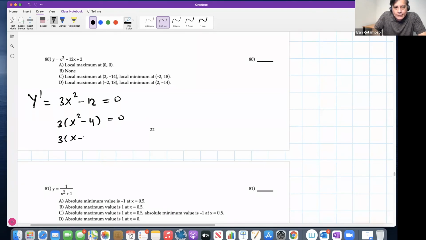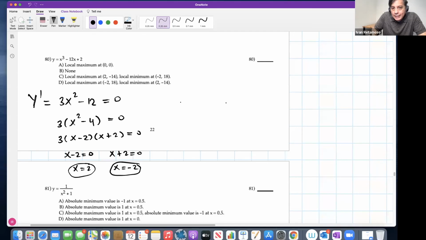Then this is this, right? Once you factor, you will get that your critical points are going to be 2 and -2, right? Yeah, these are the critical points. You set them on the number line, -2 and 2. They create these sub-intervals, right? On the number line, this is -infinity, this is infinity.